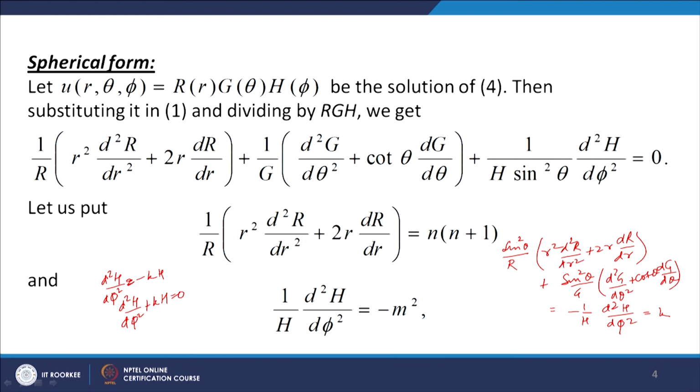Now, for the boundary conditions, in the case of a physical problem, we shall see that the case k equal to 0 is not possible. If we take k equal to mu square, then you will get h equal to a cos mu phi plus b sin mu phi.